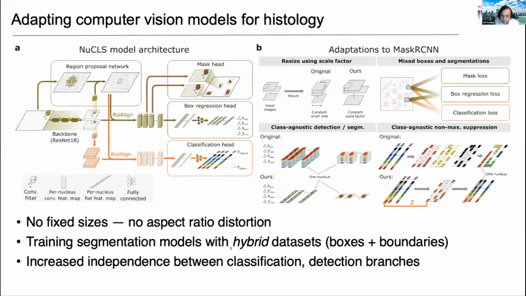Another thing we did is to increase the independence between the classification and detection branches. This doesn't really help with performance, but I think it really helps with freedom in designing the algorithm, and it gives you more flexibility and allows you to develop an algorithm that works faster, and it makes the tuning much, much easier.